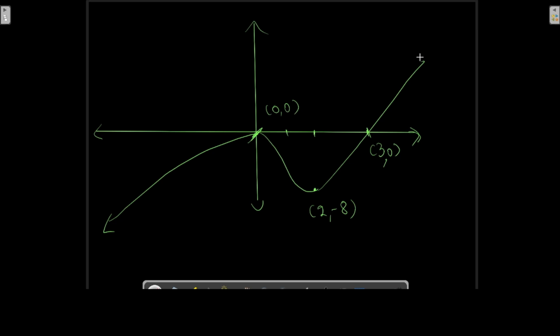So this is the desired graph that is being asked. So this is the point where it cuts your x and y axis. This is the point where it cuts the x axis. This is your min point, and this is your max point. The behavior at the infinity is also taken care of. It's coming from negative infinity and then it's going to positive infinity. So yeah, that's it for this question. I hope it helps.